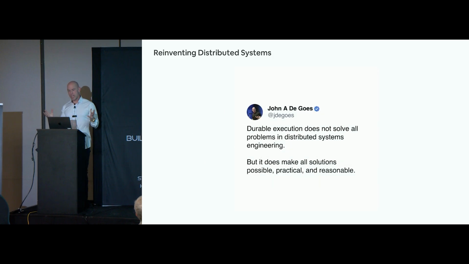I've said before, and I'll say again today, that the class of technological solution to which Golem belongs, which is called durable execution, it definitely does not solve all problems in distributed systems engineering. For sure not. However, it does make all solutions possible. And not just possible, but practical for you and I to do. And reasonable. We can reason about these things. We can understand them. We can build stronger guarantees on top of those two superpowers that Golem gives us.